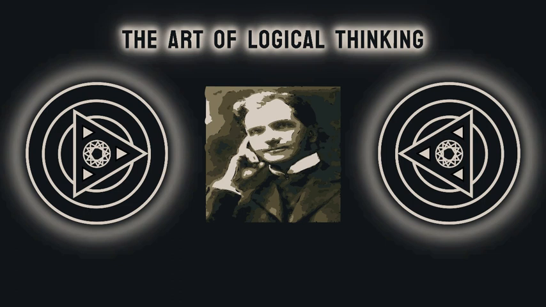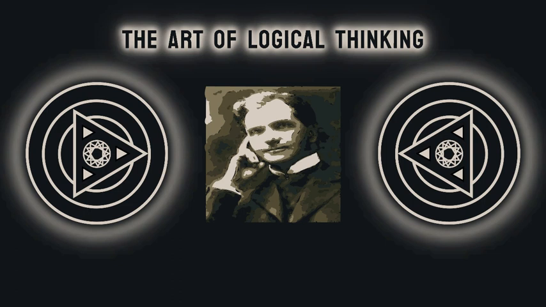The major term and the middle term must appear in the major premise. The minor term and the middle term must appear in the minor premise. The minor term and the major term must appear in the conclusion. Thus we see that the major term must be the predicate of the conclusion, the minor term the subject of the conclusion. The middle term may be the subject or predicate of either of the premises, but must always be found once in both premises. The following example will show this arrangement more clearly.